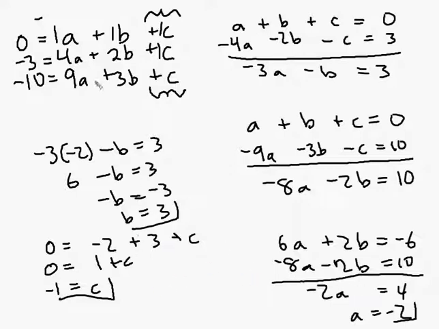All right, so now we have our a, b, c. Remember, our standard form is ax squared plus bx plus c. I've just found a, b, and c. So our standard form is negative 2x squared plus 3x minus 1.